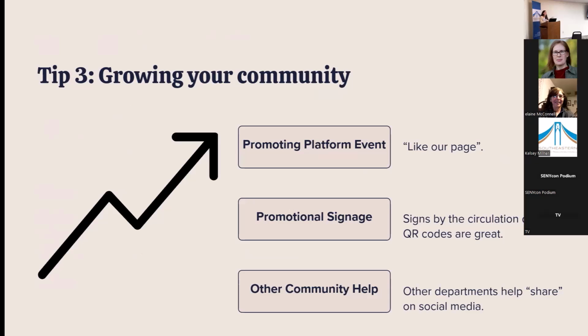What we did is we had promotion events. You could try to do a promotion event in the library, where you have a QR code and have people scan it and like your page to become a follower. That follows along with the promotion of the signage. QR codes are great for social media. If you can get one for your accounts, put them by your circulation desk, and even say to patrons, hey, do you like us on social media? And try to encourage it.